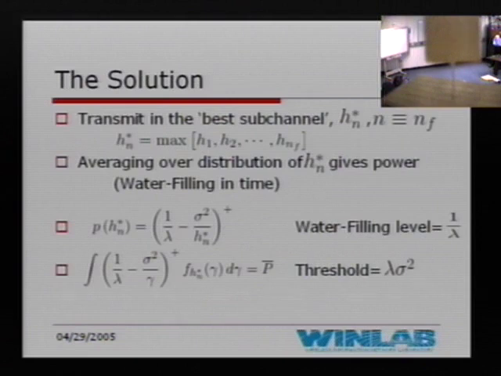So if we go on and solve it, this is what we get. The solution is we should transmit in the best subchannel, which is denoted by Hn star. Here N basically means the number of random variables over which I perform this maximization. In our application, N is equal to Nf, the number of subcarriers. So for any given channel instance, I decide to transmit on that subchannel which has the maximum gain. And the actual power which I put in this channel.